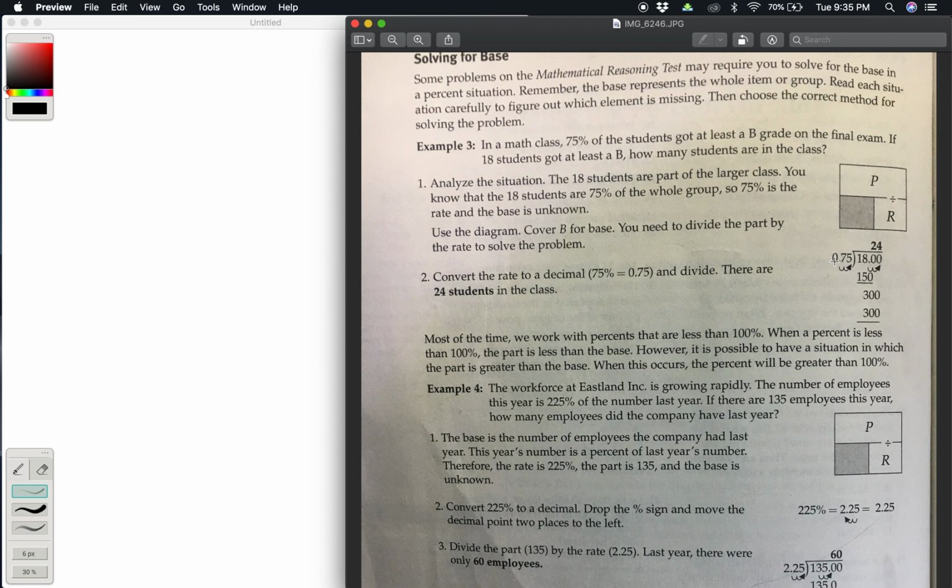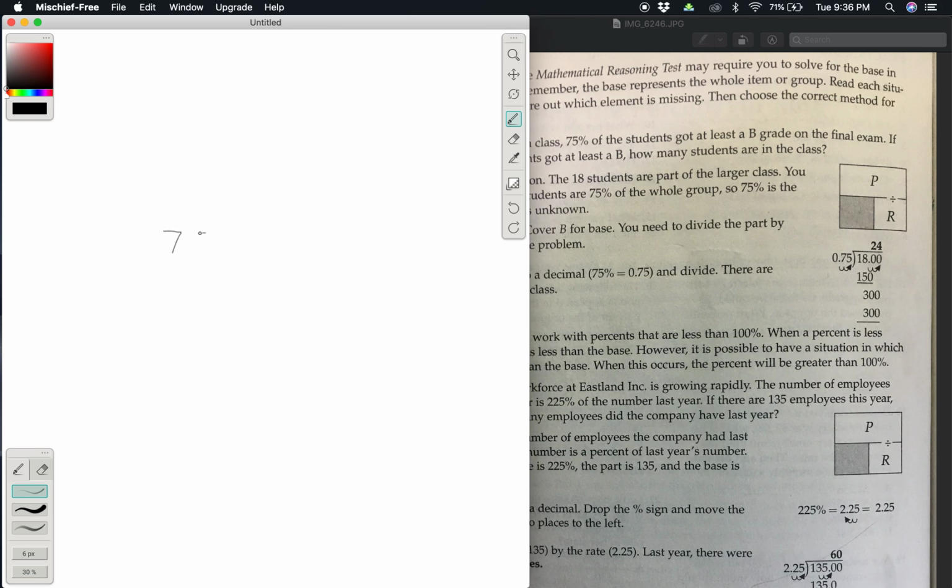So what they're doing here is, anytime you have the rate, you need to change that to a non-percent number, which I call a regular number. As you can see here, they put 0.75. Here it says convert the rate to a decimal. 75% equals 0.75, and divide. There are 24 students in the class. I said this last time, I'll reiterate it. Anytime you change a percent to a decimal, you move the decimal point 2 spaces over. For example, 75%. We know that the decimal point is here, so we'll move it back here.